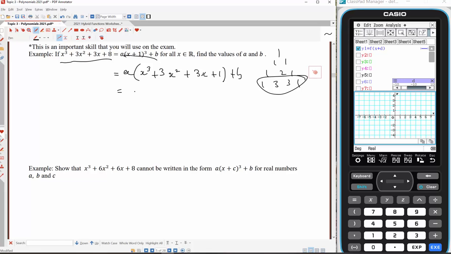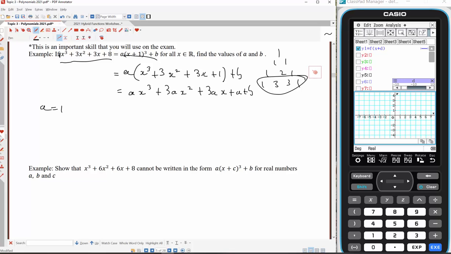So now we're going to expand it out. Ax cubed plus 3ax squared plus 3ax plus a plus b. Alright, now what we can do is equate our coefficients. So we're going to say that a is equal to 1 because a is in the position that this is in, and if this is the same as this, then a has to equal 1. We can test it out.